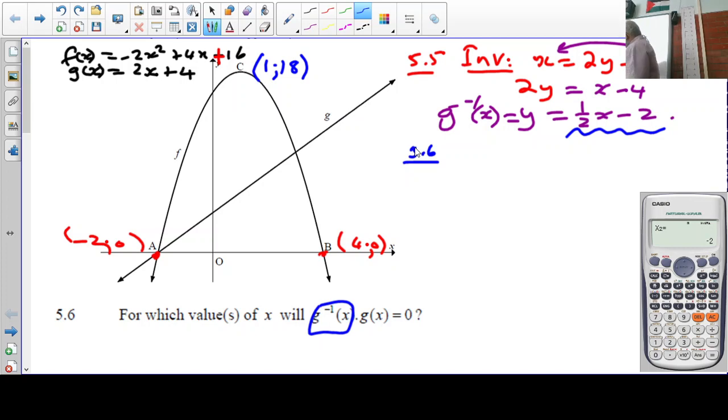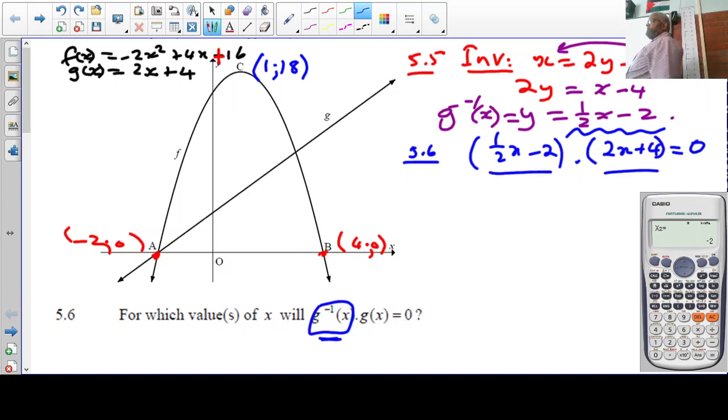Let's see now. As we said, we know what that is. That is simply a half x minus 2, that's the inverse function, must be multiplied by g. And what's the equation of g of x? It's going to be 2x plus 4. Where is that equal to 0? Is where each one of those are equal to 0. Not so? That's what the product rule, the zero factor rule, tells us.